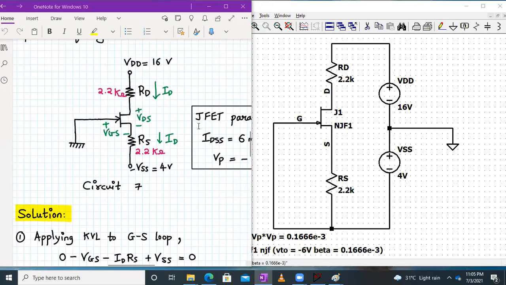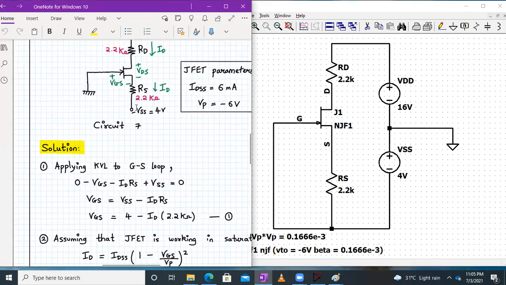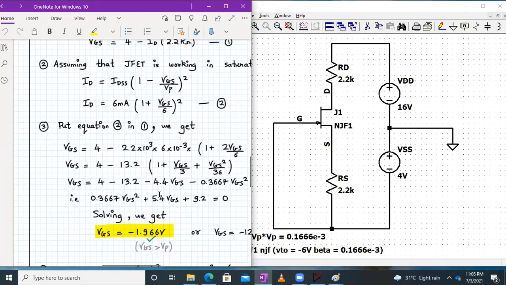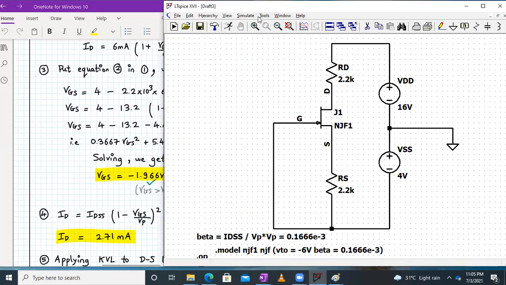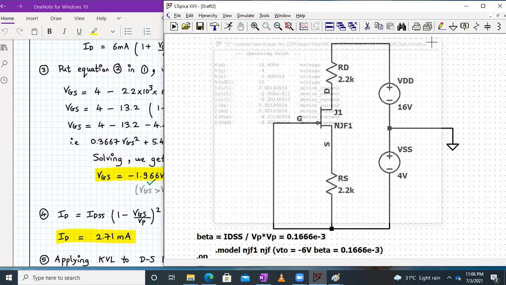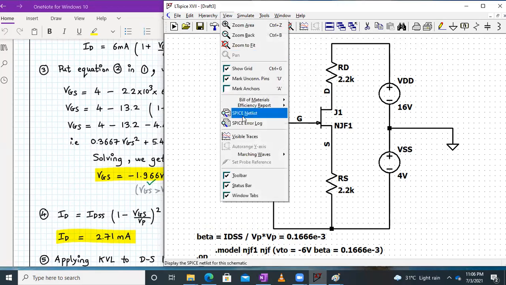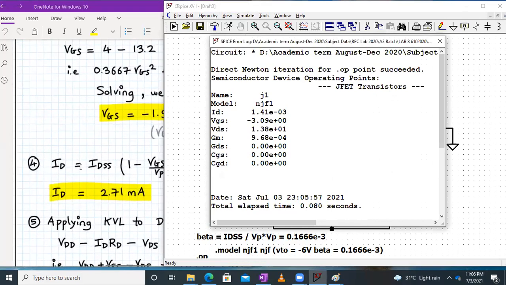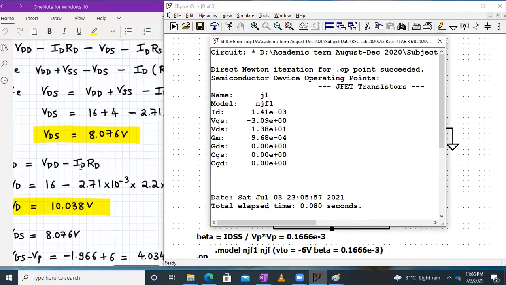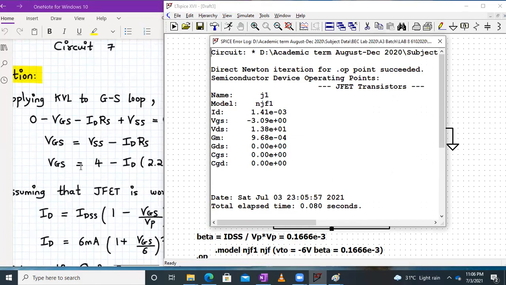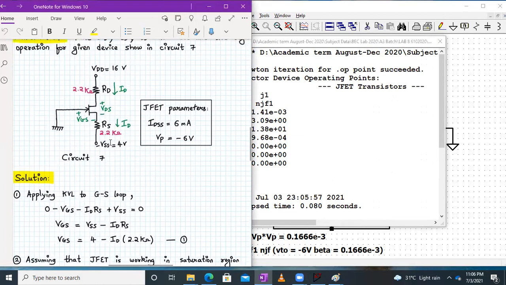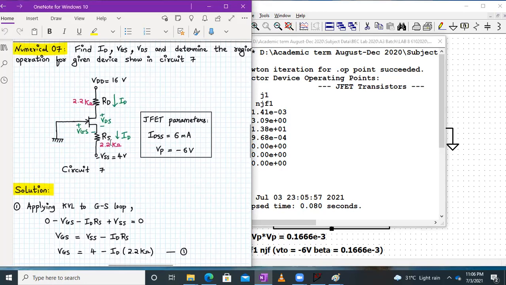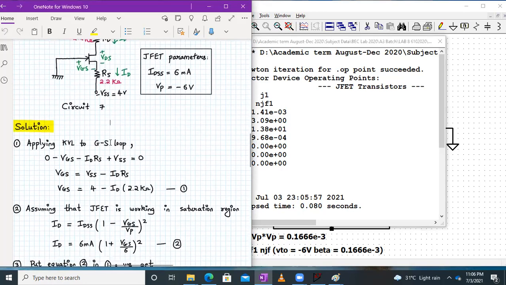I guess over here, the values are not matching. I need to check the theoretical calculations. I'll get back and recheck them because the SPICE simulation is showing the values, let me show it to you once. Let us be honest about it. The ID value is different. The VGS value is different. All the values are not matching actually. So I need to recheck these numericals again and check the values of ID, VGS and VDS, and get back to you on this.